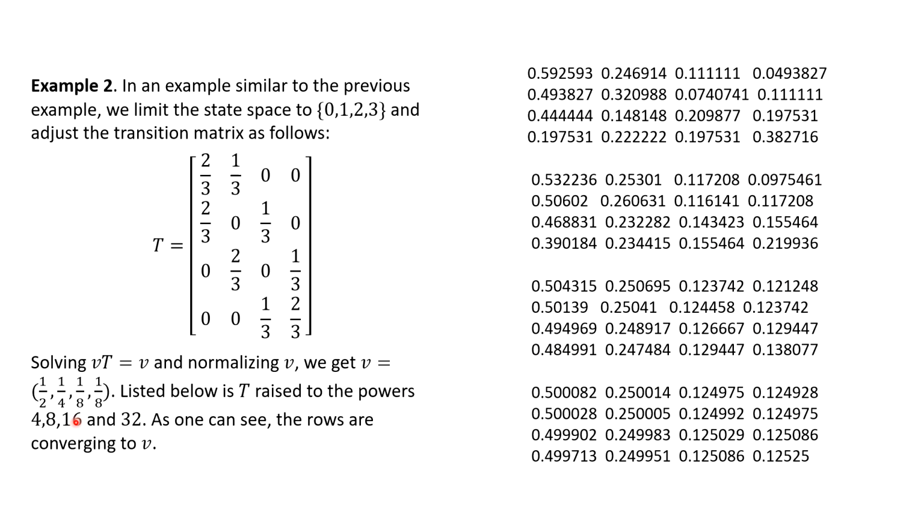If you raise this to the 16th power of t, you get this, which is getting somewhat close. And when you get to 32, then you're starting to get accurate to about 3 decimal places. So for me, that's not really fast. Maybe this is a bad example.